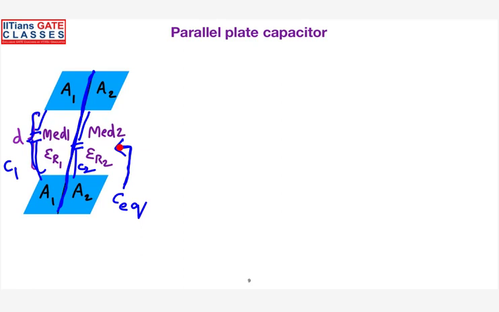So can you tell me the formula for equivalent capacitance in this case? They're in parallel, sir. So what will be the formula? C1 plus C2. Correct. C equivalent is equal to C1 plus C2. Good. So what will be the value of C1 here?